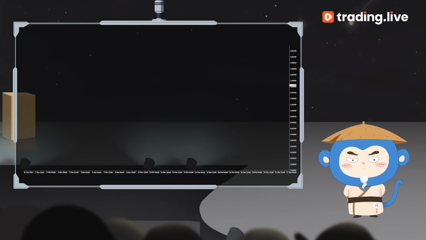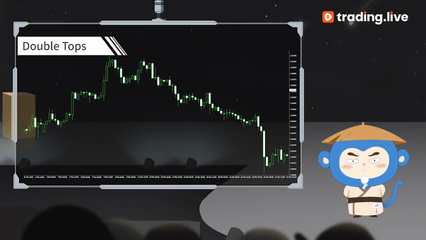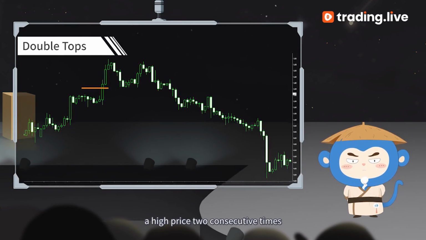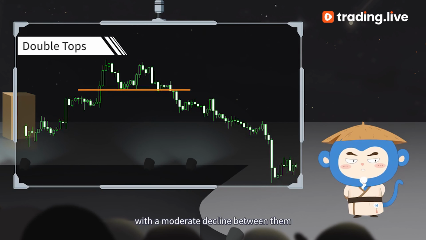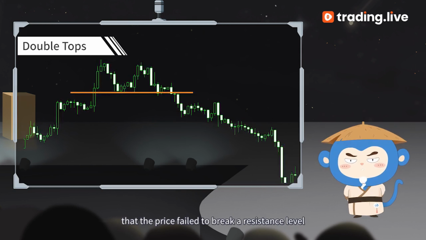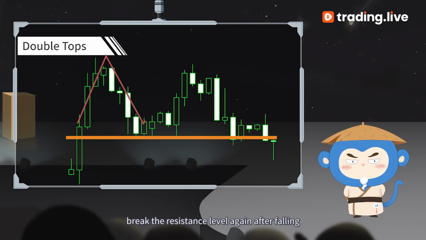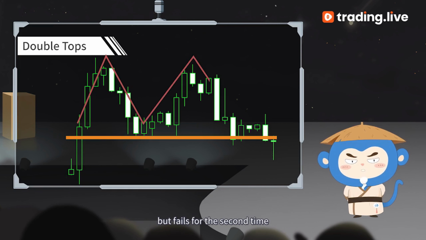Double top. A double top moves in a similar pattern to the letter M. They happen when the price reaches a high price 2 consecutive times with a moderate decline between them. The peak is a sign that the price failed to break a resistance level and then starts falling. Then the price tries to break the resistance level again after falling but fails for the second time.